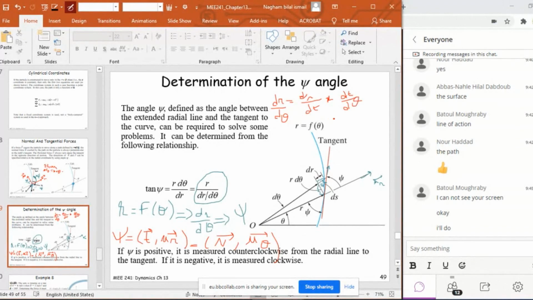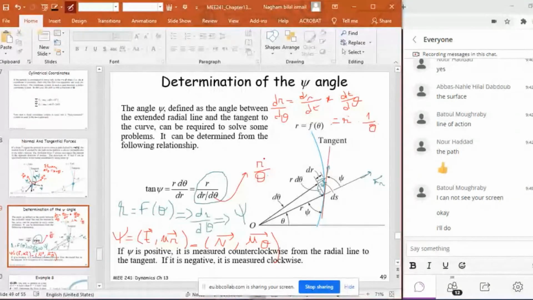Now, what is dr over dt? dr over dt is r dot. And what is d time over d theta? It is 1 over theta dot, because theta dot is d theta over d time. Which means, guys, that dr over d theta could be found also using the derivative with respect to time. It is r dot over theta dot.